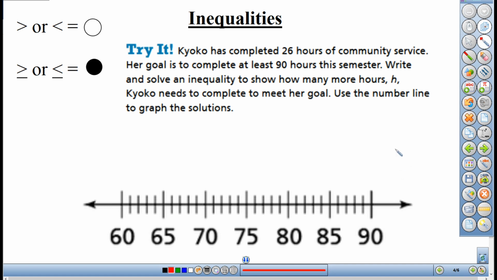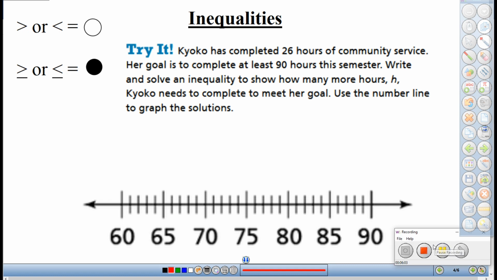Kyoko has completed 26 hours of community service. Her goal is to complete at least 90 hours this semester. Write and solve an inequality to show how many more hours H Kyoko needs to complete to meet her goal. Use the number line to graph the solutions. Okay, so first we have to write our inequality.